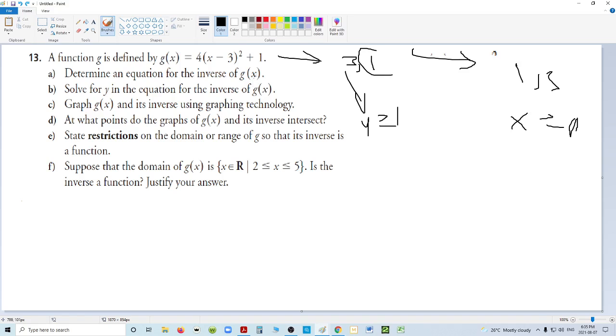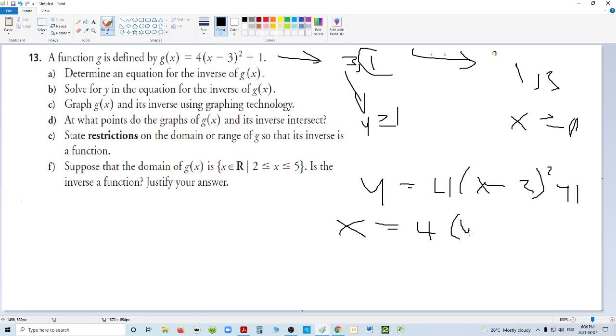Determine the equation for the inverse of this. Okay, we'll start by writing this in this format. y is equal to x. And then swap their x and their y. So you get x is equal to 4 times (y minus 3) squared plus 1.